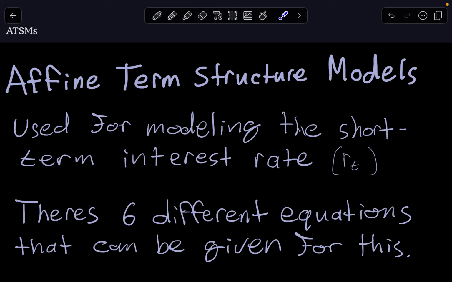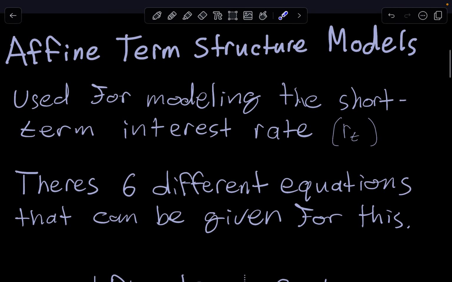So for this first video, I'm going to just give an overview of what you need to know for the Affine term structure models part of the course. This is really important because it makes up about a third of the points for each of the exams. So I'm going to just give an overview.